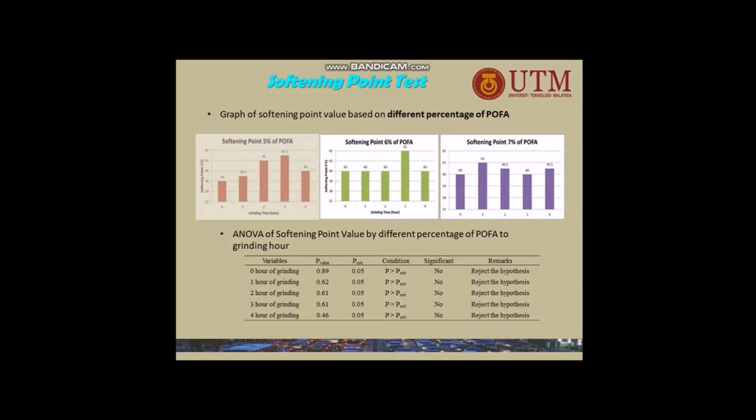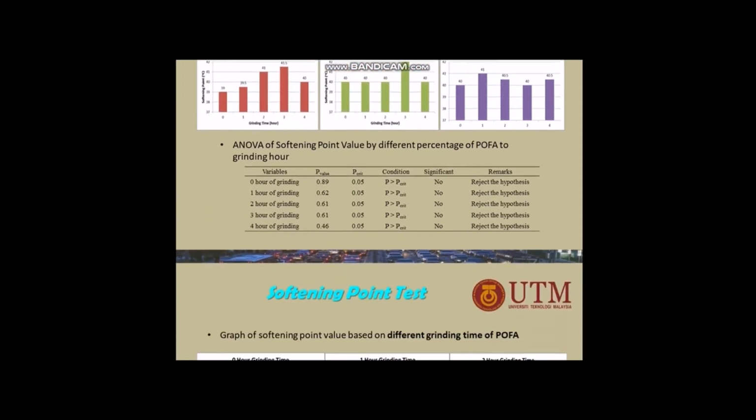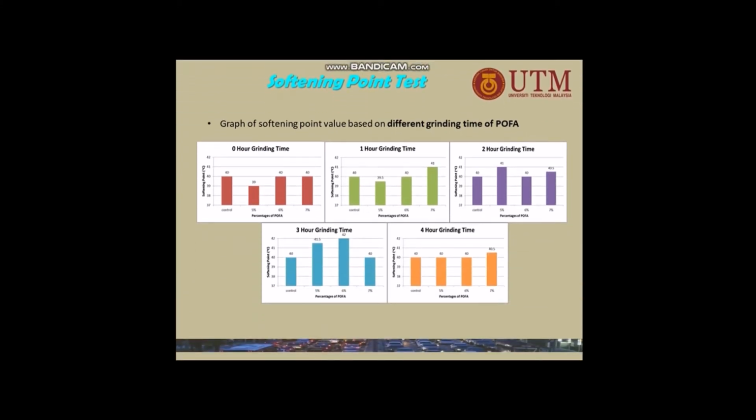So, this is the last set of graphs. This is the graph of softening point value based on different grinding times of POFA. From all grinding time graphs, there are no inconsistent results. In the ANOVA results of softening point value by grinding period for different percentages of POFA, it can be seen that all of the percentages have P value more than P critical. Therefore, the hypothesis was rejected because each percentage of POFA was not significant compared to the control sample.